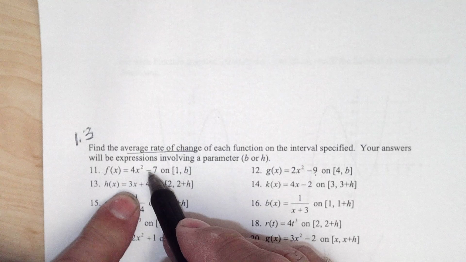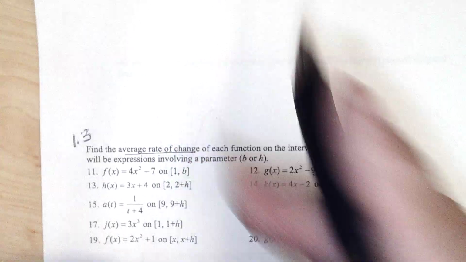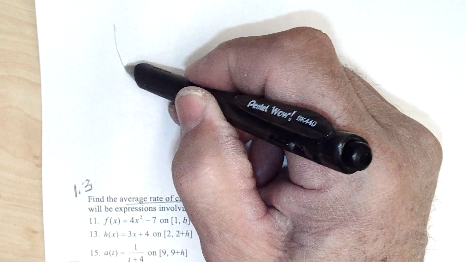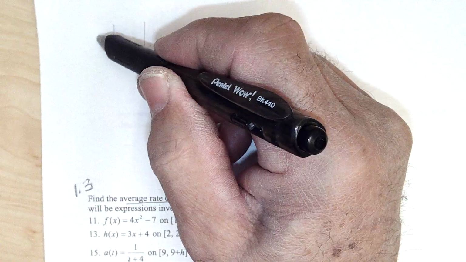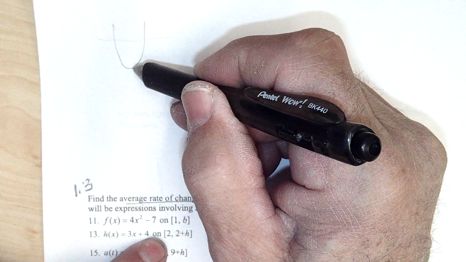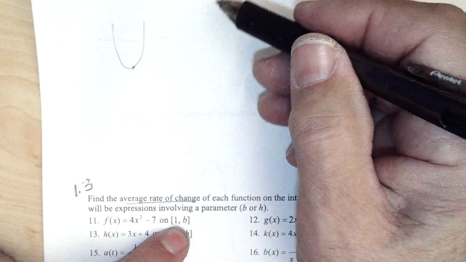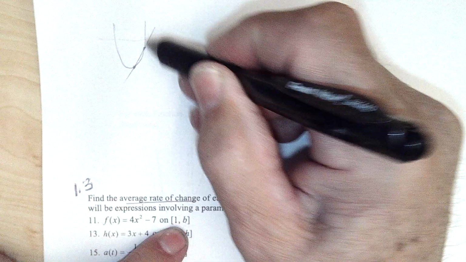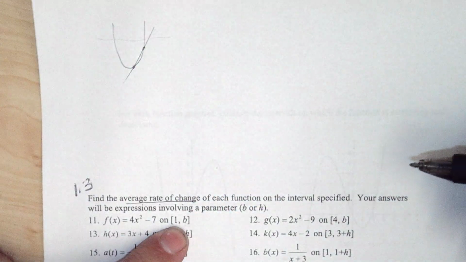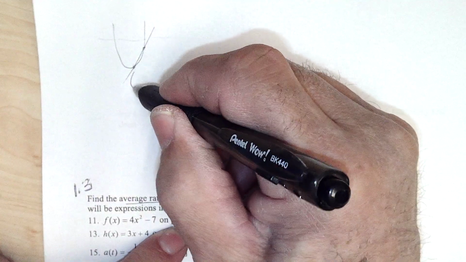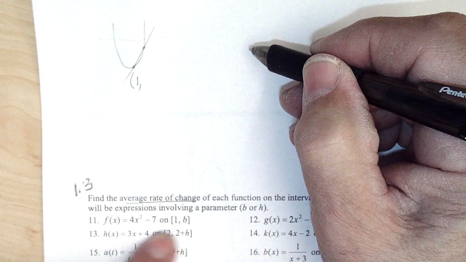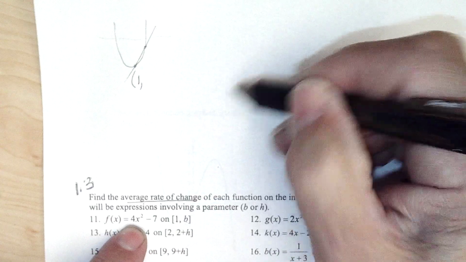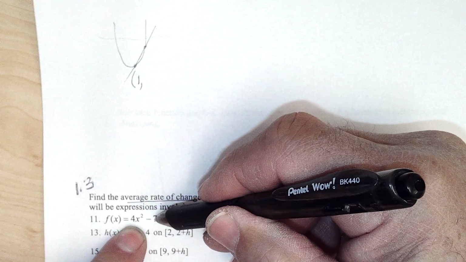This happens to be a parabola, moved down 7 and vertically stretched. So if I have a parabola that's moved down 7 and vertically stretched, and I have it at 1, it's probably going to be someplace like here. And if b is bigger, it would be over here someplace, and I'm going to find the slope of the secant line.